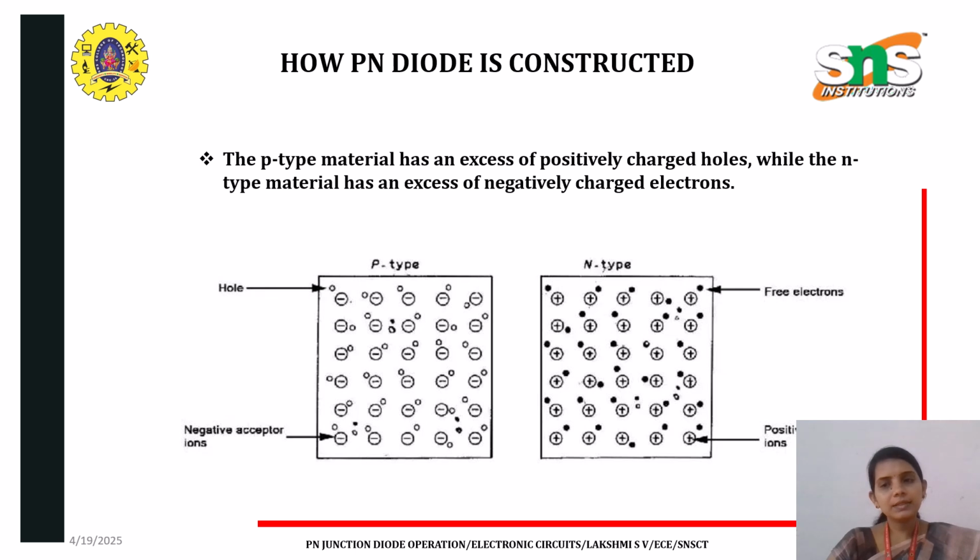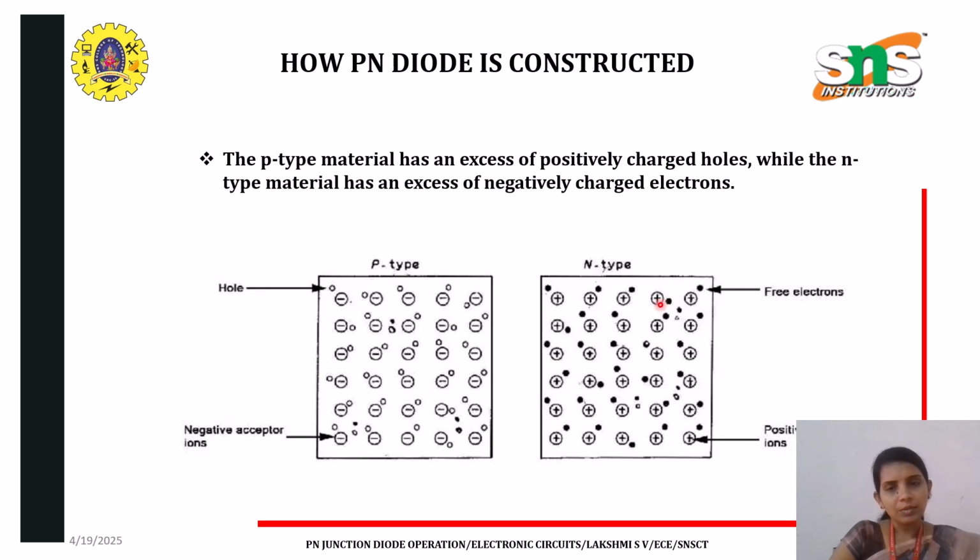So first, let us discuss the construction of the PN junction diode, how it is constructed. A P-type material is taken and an N-type material is taken, and when they are joined together, a junction forms, which is called the PN junction. We know that the P-type material has an excess of positively charged holes, whereas the N-type material has an excess of negatively charged electrons. When both are brought together without any external field, as per Coulomb's law, opposite charges attract and like charges repel.